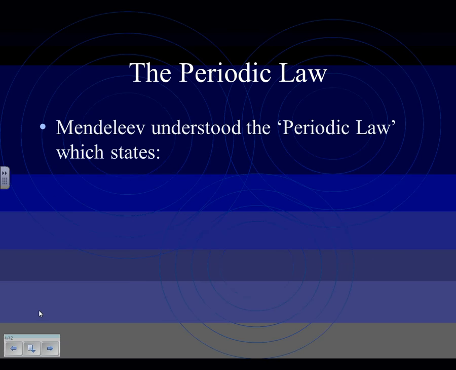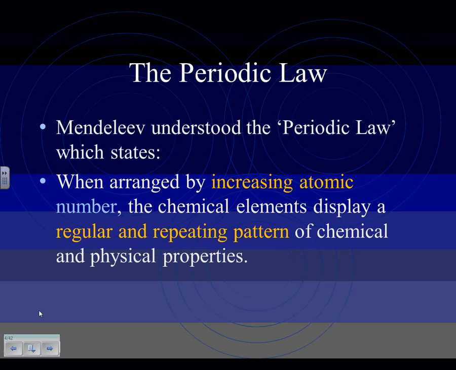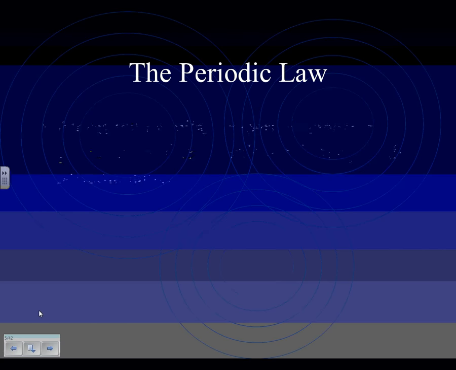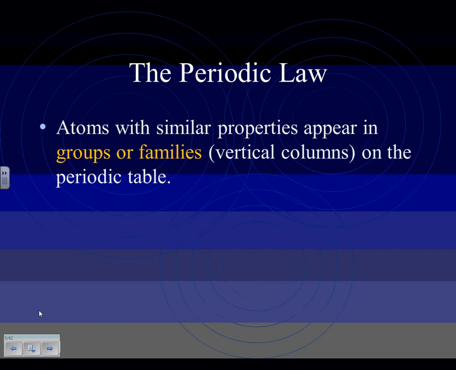Now, he understood the concept of periodic law, which is based on the premise that when arranged by increasing atomic number, the chemical elements display a regular and repeating pattern of both chemical and physical properties. Basically, you could take this forward and say that atoms with similar properties appear in similar groups or families.